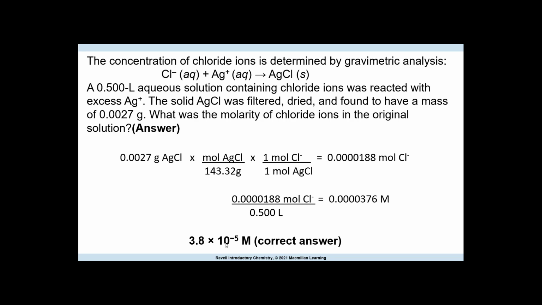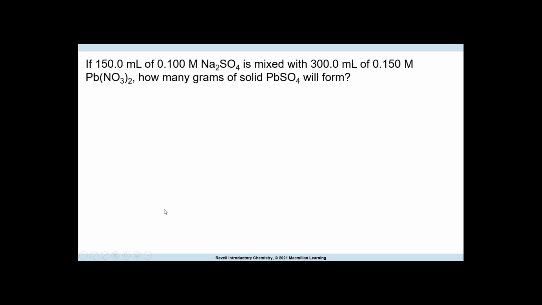So in this case, we take the mass, and we want to know the mass of the chloride ions. So we take the mass of the solid, which is silver chloride, we get the molar mass, and then we do a 1-to-1 ratio. So you can see we have 1 mole to 1 mole of chloride ions, which is what we get here. Now we're given the volume, and we plug that in underneath, because that's going to give us our molarity. And the answer is 3.8 times 10 to the negative 5 molar.